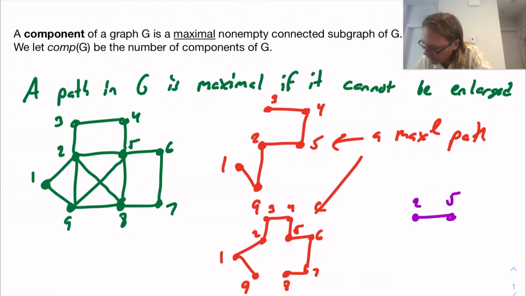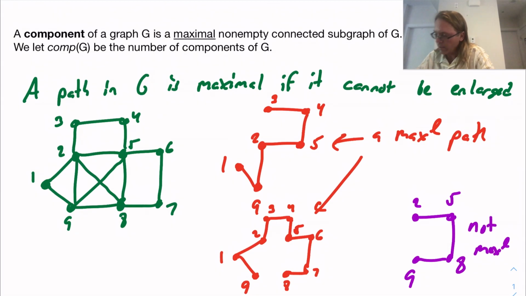Just to show you something else. So this is not maximal. This path is not maximal because you could add the vertex 1 and the edge between 1 and 2, and you would have a larger subgraph that's still a path. Or you could add the edge from 2 to 3 and add the vertex 3 to it. So this path is not maximal. You can enlarge it while staying a path.